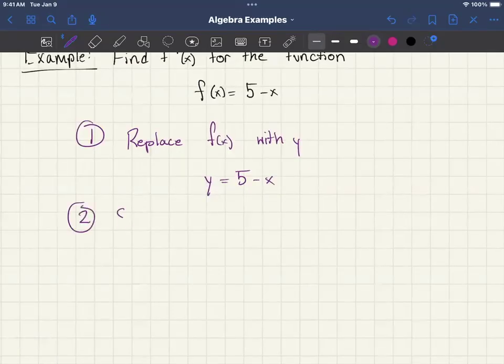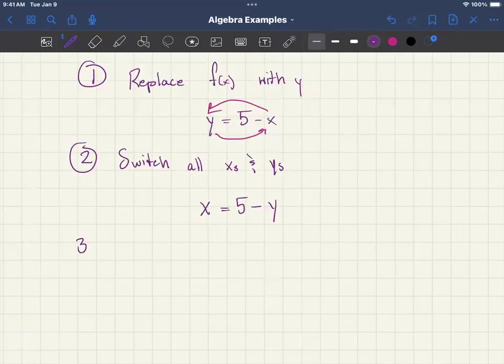Second step, we are going to switch all x's and y's. So in other words, where we see our x, we are going to put a y. Where we see our y, we're going to put an x. So instead, we are going to write x is equal to 5 minus y.